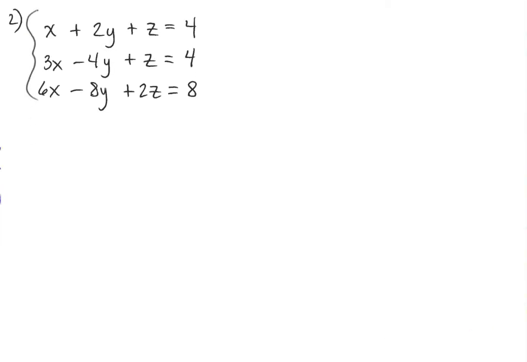This next one begins as x plus 2y plus z equals 4. Let me say that again. The first equation is x plus 2y plus z equals 4. The second is 3x minus 4y plus z equals 4, and the third is 6x minus 8y plus 2z equals 8.